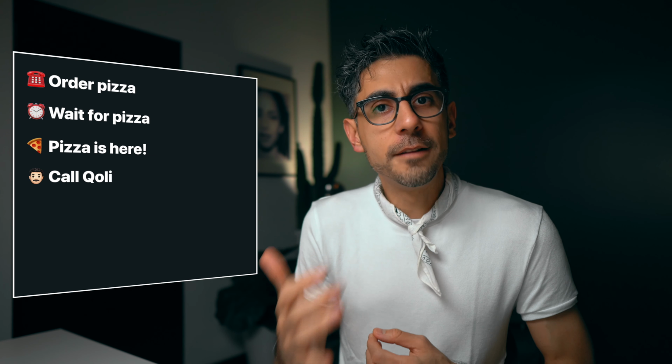We want some of our code to continue no matter how long the order pizza function takes. Say right after I order my pizza, I want to call my friend Qoli because I haven't talked to him in a while and I miss him. In real life, I can call Qoli as soon as I order the pizza. I don't have to wait for the pizza guy to show up before I call my friend. In fact, when the pizza's here, Qoli, I don't want to talk to him anymore. I want to eat my pizza. So waiting for the pizza and calling Qoli are two separate sets of events that can happen independently. So calling Qoli doesn't have to wait for the pizza delivery. So I can do that right away as soon as I order the pizza.